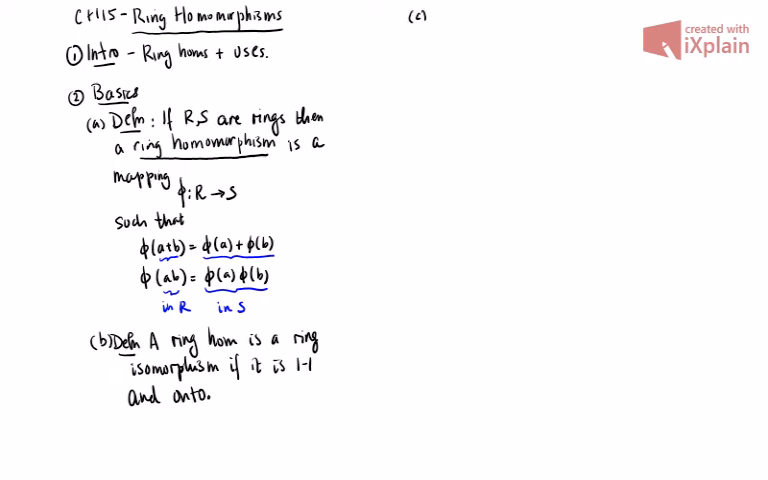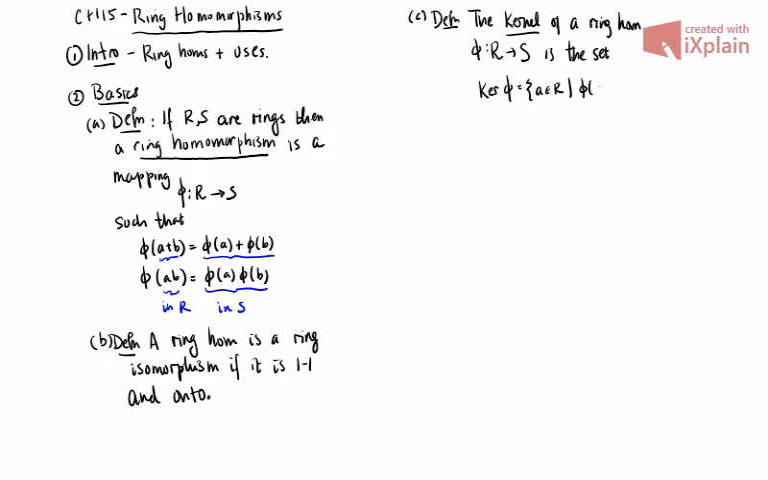And then the third definition, we have a kernel, like we did before. So the kernel of a ring homomorphism, let's say phi from R to S, is the set, just like before, defined just like for a group homomorphism. It's the set of elements that go to 0. So it's the set ker phi of all the things in R such that phi takes them to 0. And that 0, of course, is in S.